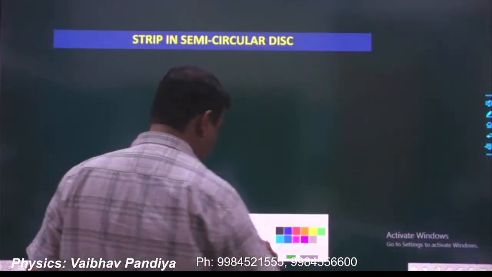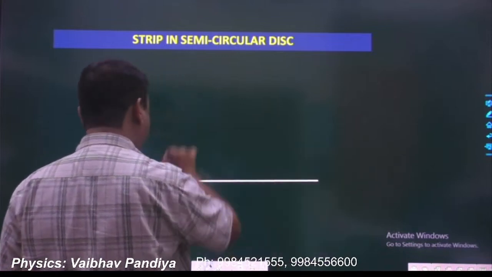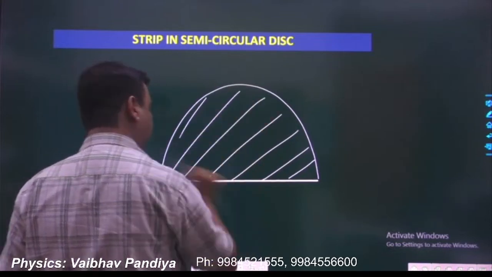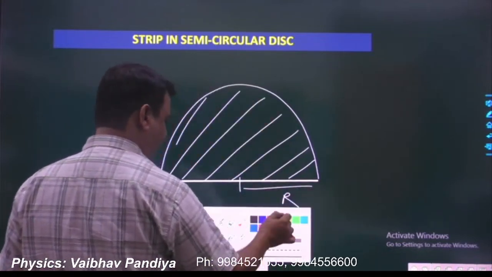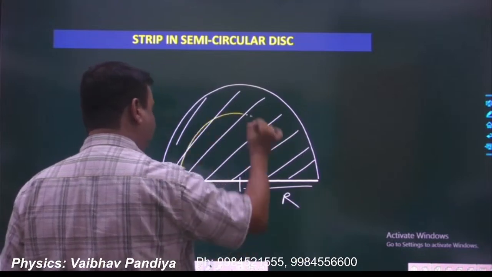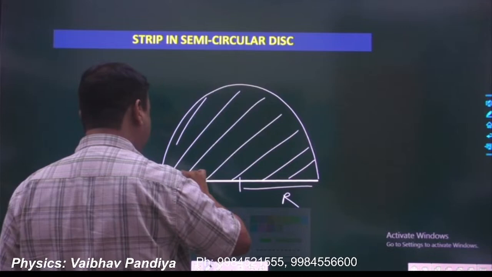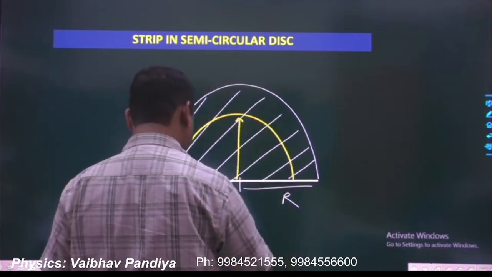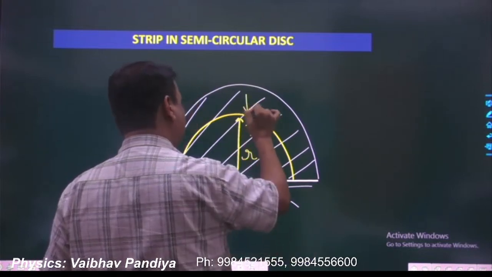Now see, if you have a semicircular disk, that is half of a circle, say of radius capital R, and here you have to take a circular element. So in the same way, you'll take an element in the form of a semicircular strip, say of radius small r and thickness dr.